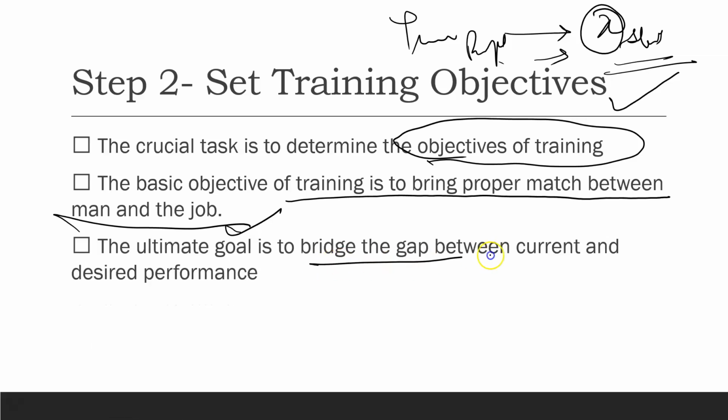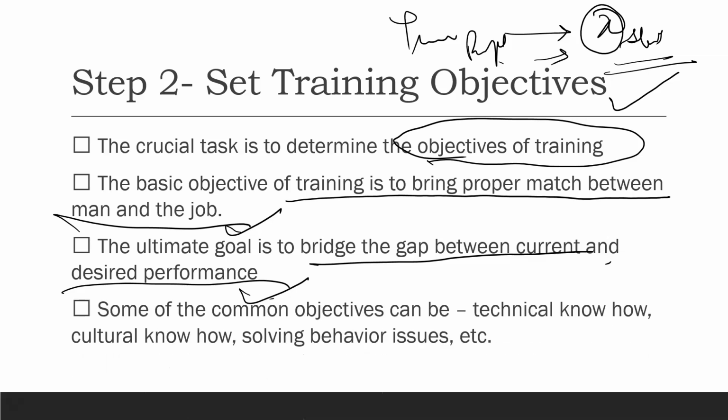The ultimate goal is to bridge the gap between the current and the desired performance. Obviously, the company has some desired performance. They have set their standards for performance, and most of the people who are not able to achieve them, that means they require training. One of the reasons they are not able to achieve it is that they lack training, and that is the reason why we must go for understanding their needs, and then setting up the objective and providing them necessary training for the job.